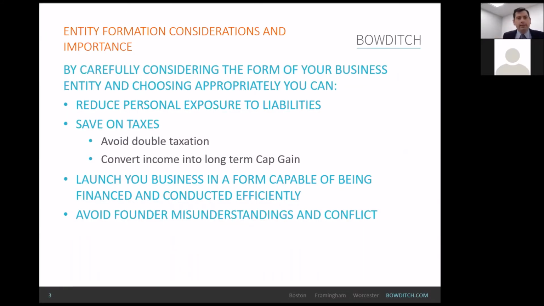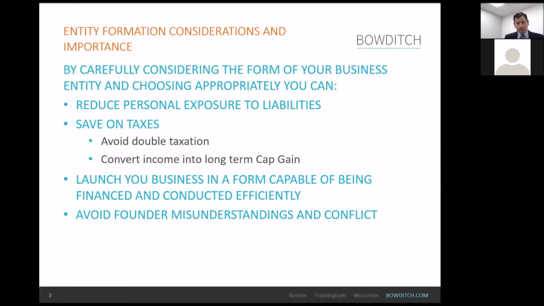All right, so entity formation considerations and importance. The thing that I like so much about working with entrepreneurs is that you guys are doers. You have a great idea, you're excited about it, you have this energy, you really want to get your business up and running. And sometimes in that excitement, certain things get lost and overlooked. And while you can always work out those problems later on, it's helpful to take a moment, a few days maybe, to carefully consider what you're trying to accomplish and what entity form might best help you accomplish that.